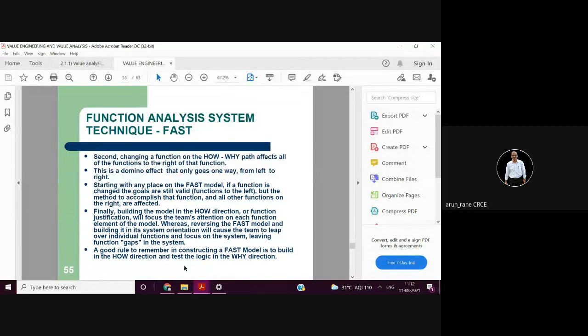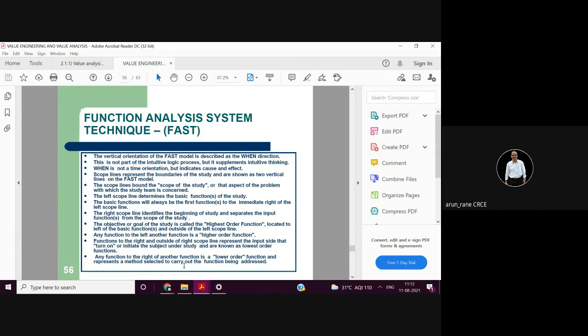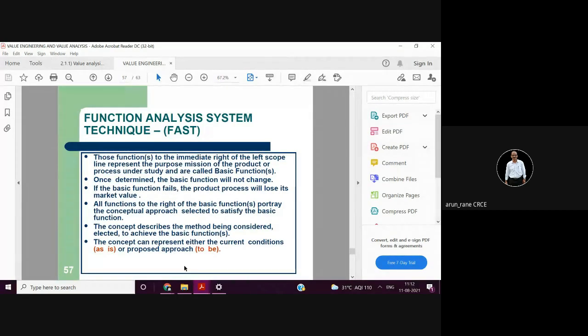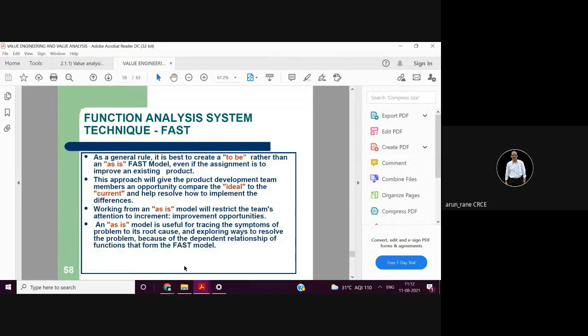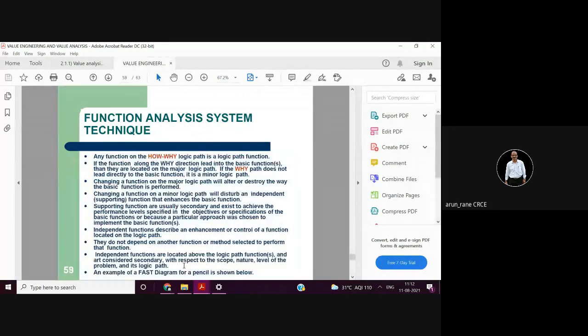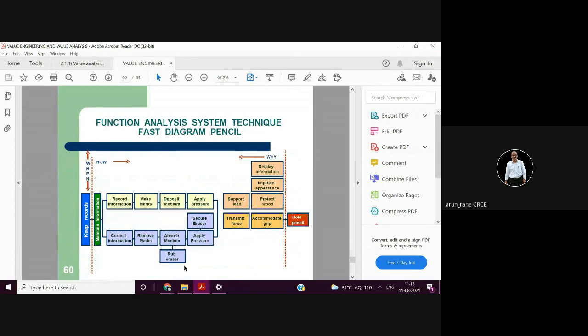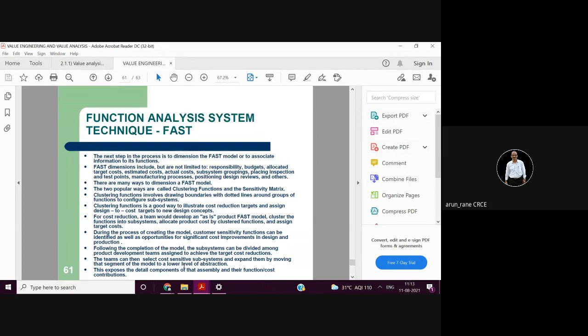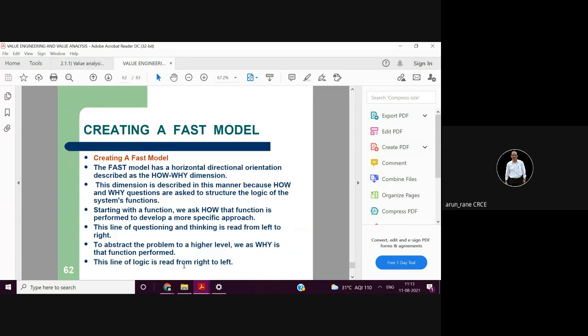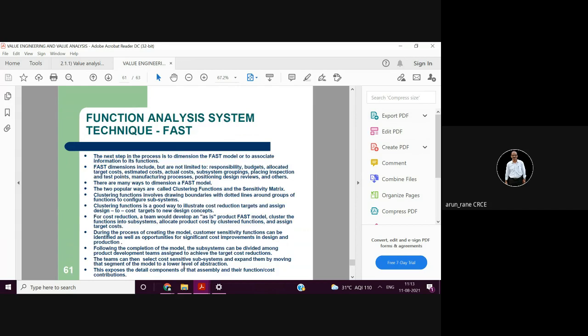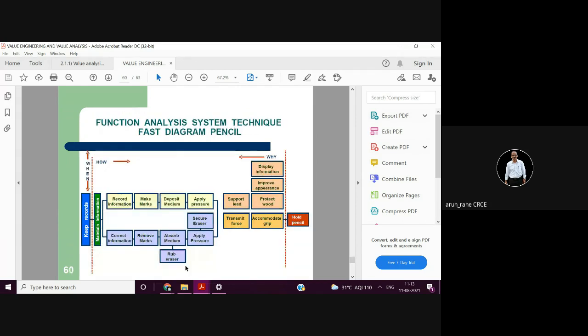So you have to keep on asking how and why for different functions, then the cost for each function, and prepare a block diagram like this. The same example. So in value analysis, the difference between value analysis, value engineering, and FAST, that is Function Analysis System Technique, is most important.